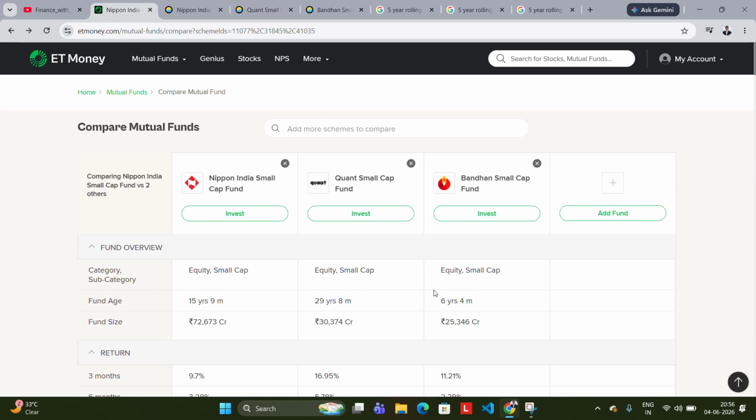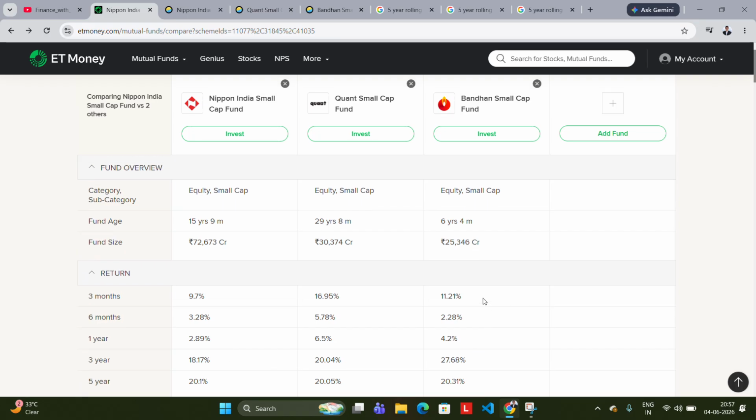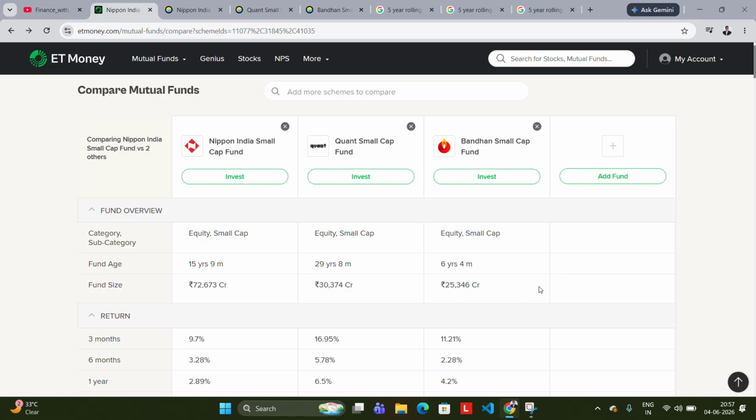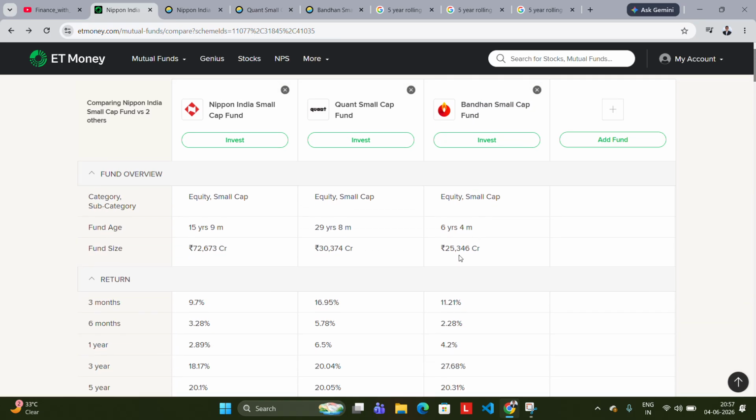And if you want safety, then you can go with the high AUM and long track record fund, that is Nippon. And if you want aggressive returns, like this gap in the 3 years, 9% per year is a huge gap for 3 years. So if you are aggressive and can take risk and handle this standard deviation, then you should go with Bandhan because it has medium AUM also.